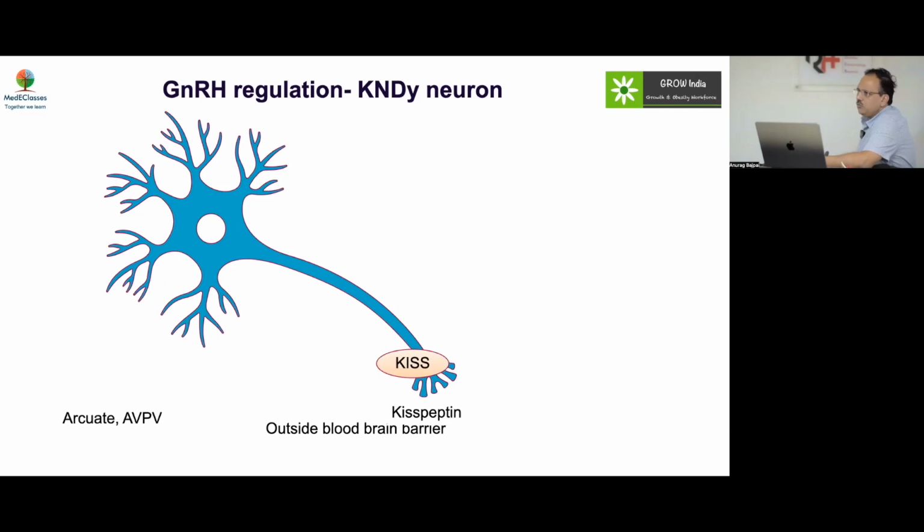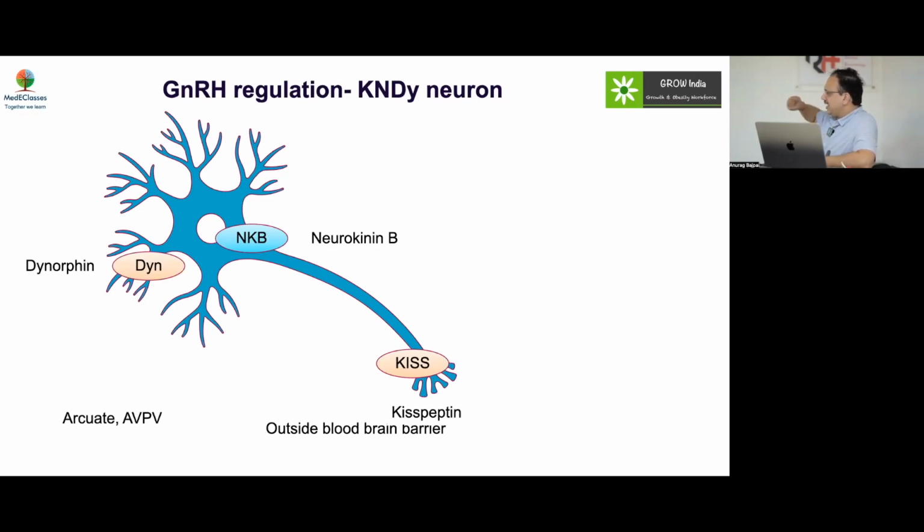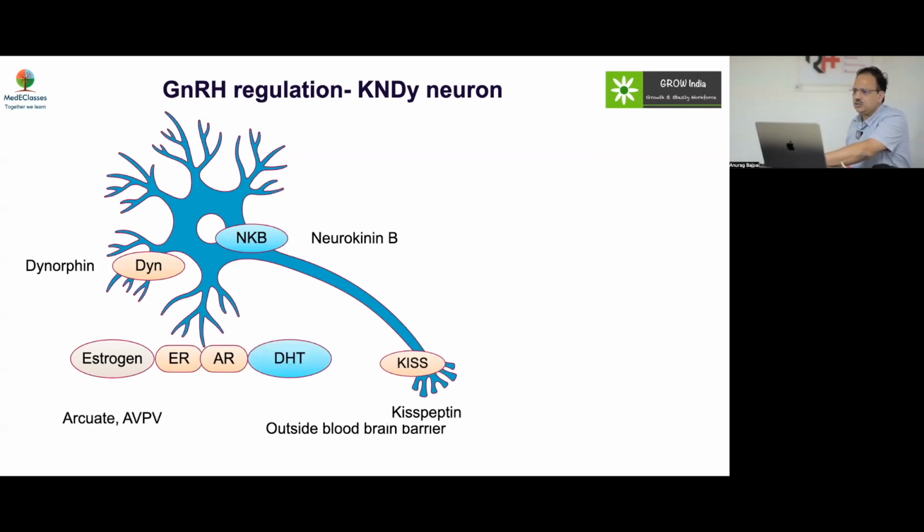And from there, you've got multiple neurotransmitters. Kisspeptin is very, very important. Neurokinin B and dynorphin. So that's why you've got the KNDY. That's what the name comes from, the KNDY neuron. And it also signals the estrogen levels. And we talked about leptin also in the last scenario, as well as the effect of DHT also is regulated from that regard.